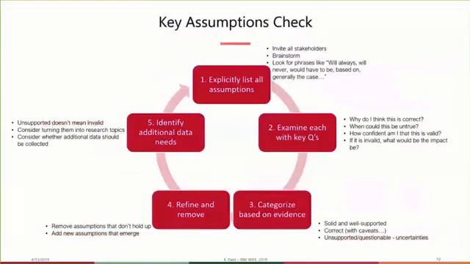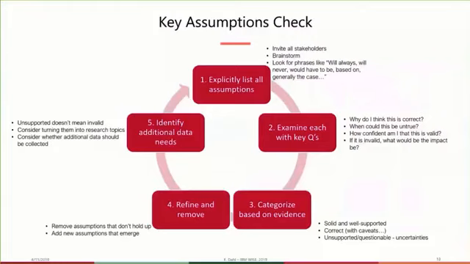And so step 1 is, explicitly list all assumptions. And again, this requires other people. Invite all of the stakeholders involved, whether it's your project manager, colleagues, whoever. Have a brainstorming session where you start to list every possible assumption you could be having. And then for each of those assumptions, question them, examine them with some key questions. Why do I think this is correct? When could this be untrue? How confident am I that it's valid? What's my confidence level? And if it's invalid, what would the impact be?